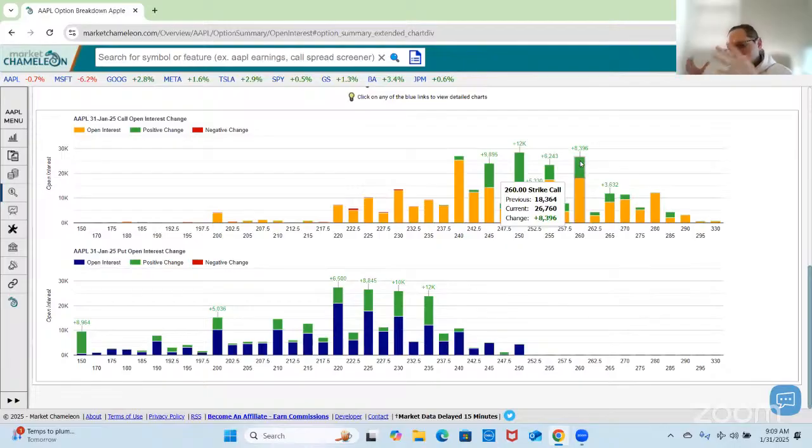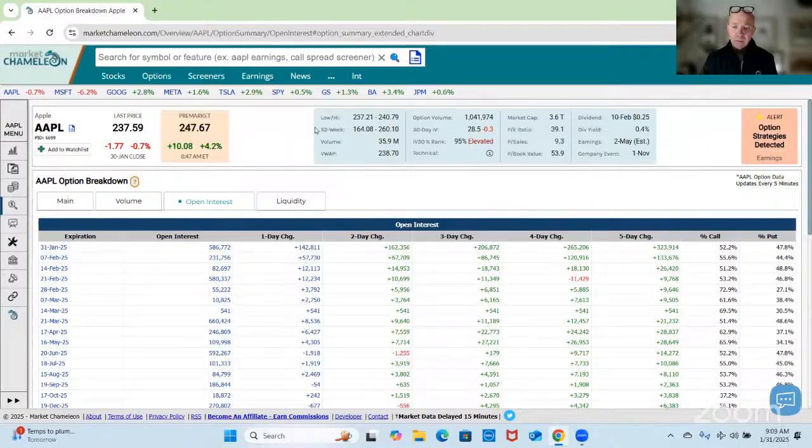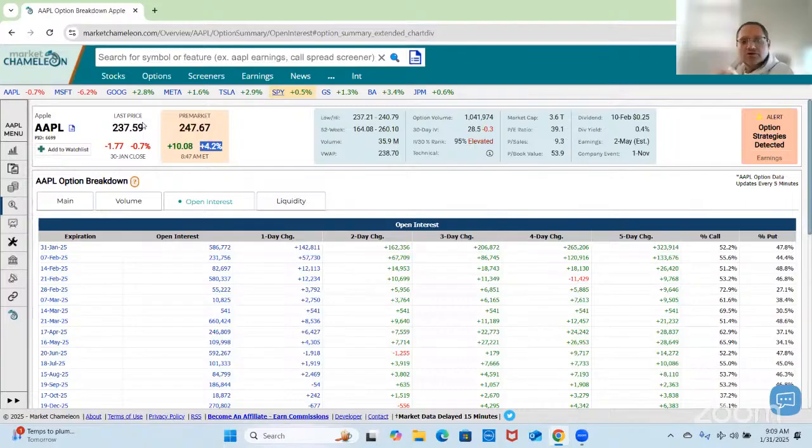So a lot of trading and activity that translated to an increase in open interest. And Apple, I think, reported earnings yesterday. Well, yep, it reported earnings yesterday. So it's up 4.2% in the pre-market. So you could see it went from 237 to 247.